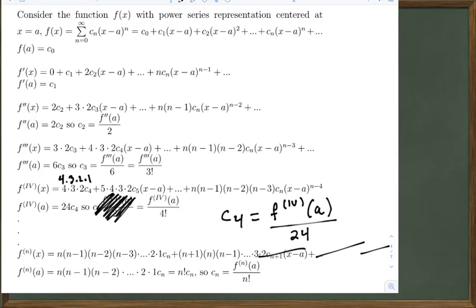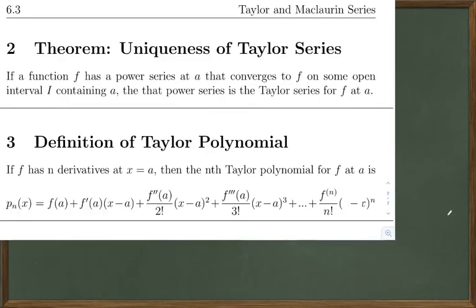So we can solve for c sub n, and c sub n would be the nth derivative evaluated at a all over n factorial. And so what we're noticing here is we're able to come up with an explicit formula for the c sub n's. And so we have a result from the previous section that said something about the uniqueness of a Taylor series, or uniqueness of power series, and then we'll combine that with the Taylor series.